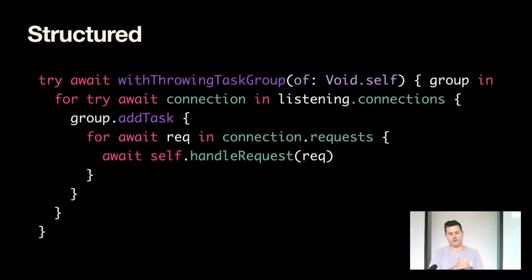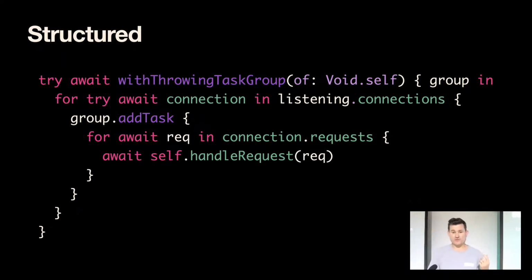So in FlyingFox, we use structured concurrency. So at the moment, we use a task group. You can see that we're waiting for connections to come in. Those connections are modeled via an async sequence. And then we start a new task for every connection to handle that. And that works really well.